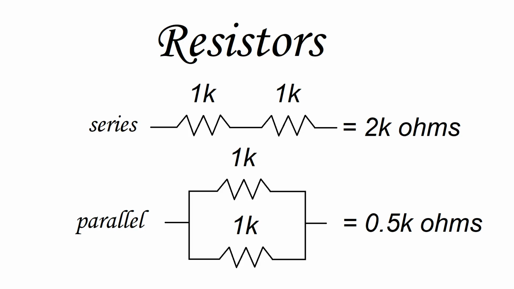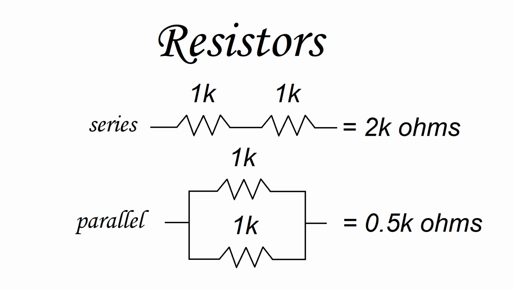For example, if I need a 2K resistor and all I have are 1K resistors, I can use two 1K resistors in series to create 2 kiloohms of resistance. Or, if I need a 0.5K resistor and all I have are 1K resistors, I can use two 1K resistors in parallel to create 0.5 kiloohms of resistance. So two resistors of the same value ran in series doubles the amount of resistance. But two resistors of the same value ran in parallel will have half the amount of resistance.